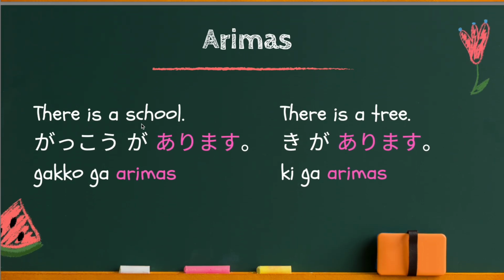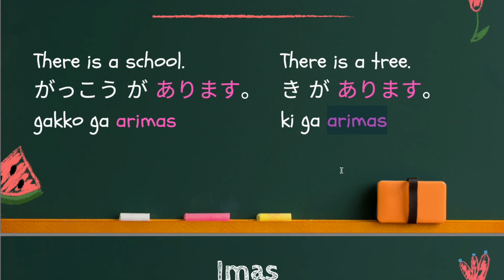There is a school. 学校があります。あります is used because school is a non-living thing. There is a tree. 木があります。あります is used because trees are non-animated things. Trees are of course living things, but they don't move on their own. Therefore, they are non-animated things. So we use あります for non-animated things as well.